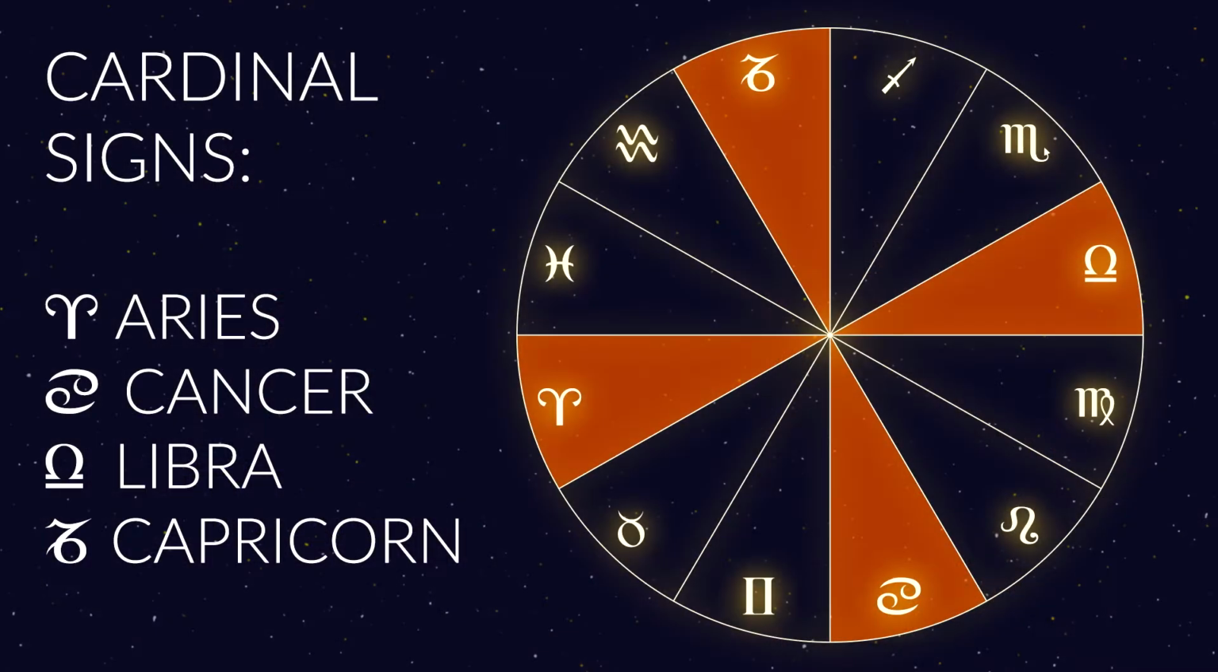So let's start with the cardinal signs. The 4 cardinal signs are Aries, Cancer, Libra, and Capricorn. Cardinal signs are often known for starting things. They're very initiatory, self-motivated. Sometimes they're characterized as ambitious and driven. And while cardinal signs are often eager to start new things and enjoy starting new things, they don't always follow through and finish everything they start.